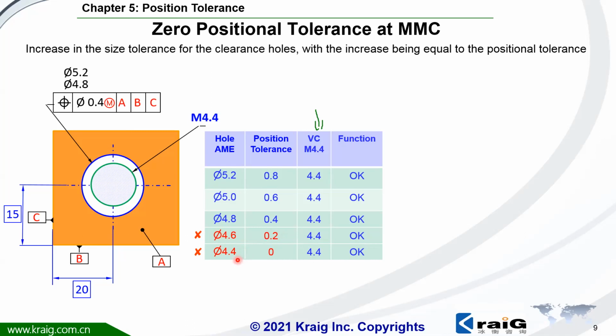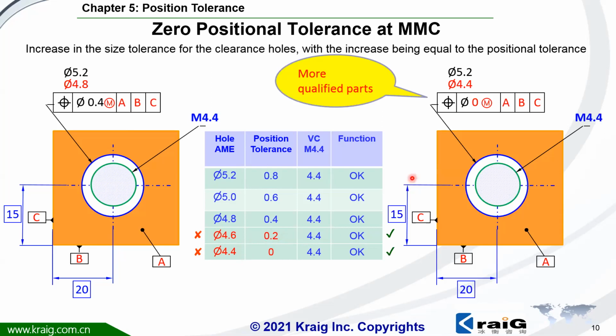So we need to change this joint. How to change this joint? In this case, first, we need to change the lower limit of the hole diameter to 4.4. You see here, the lower limit is 4.8. Now we change it to 4.4. In this case, we are going to use a 0 tolerance value with the MMC modifier here.